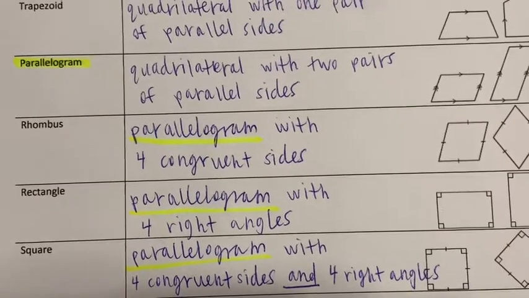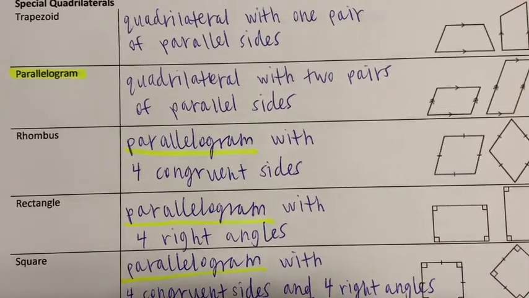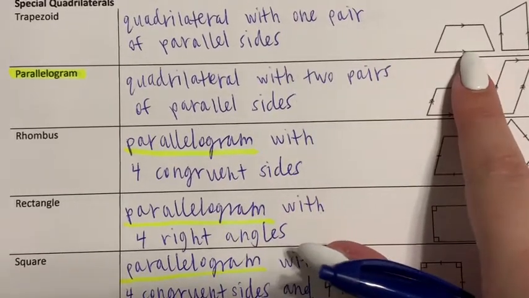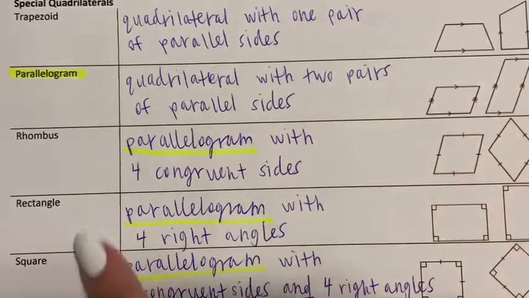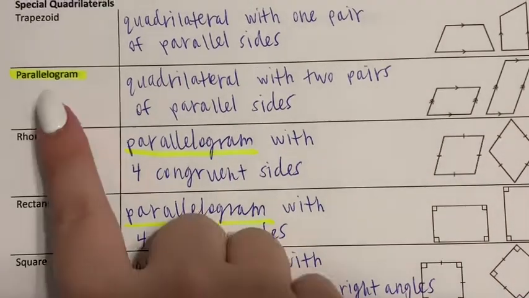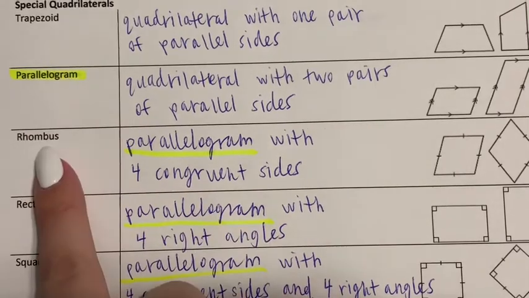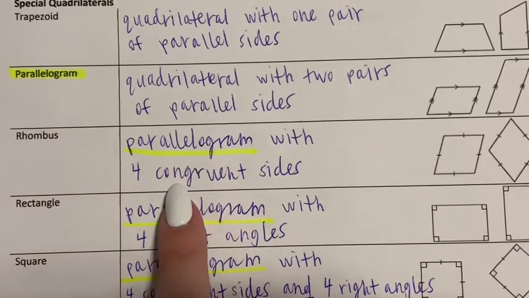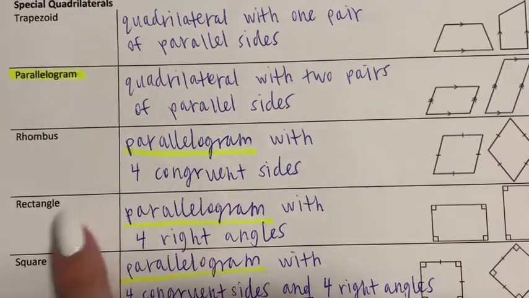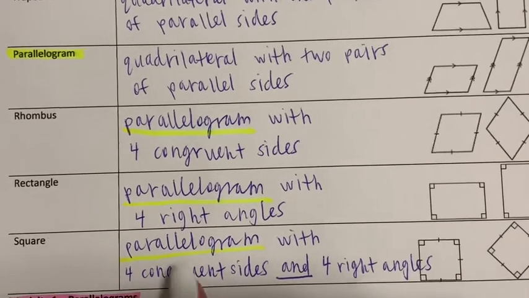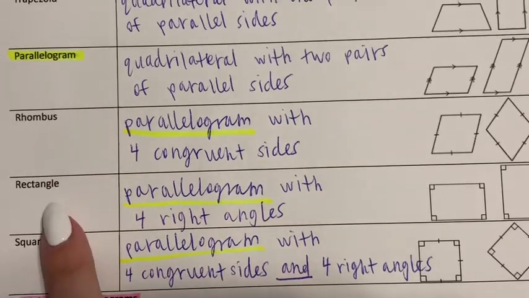So we have all of our definitions here, and a trapezoid is by itself because it only has 1 pair of parallel sides. But then the rest of the quadrilaterals that we defined here are all classified as parallelograms. But we can be more specific and say that a rhombus is a parallelogram with 4 congruent sides, a rectangle is a parallelogram with 4 right angles, and a square is actually a parallelogram, a rhombus, and a rectangle.